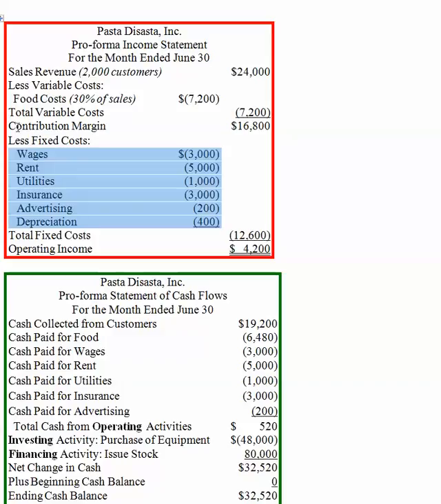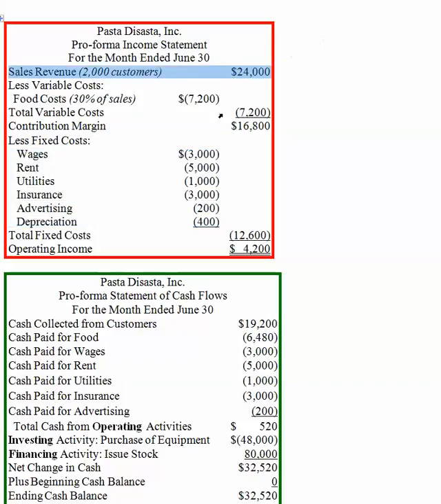Now, if you recall, we set this up where you take your revenues minus your variable costs to get your contribution margin, and then you subtract your fixed costs to get your operating income. So we'll be using that here in another video.